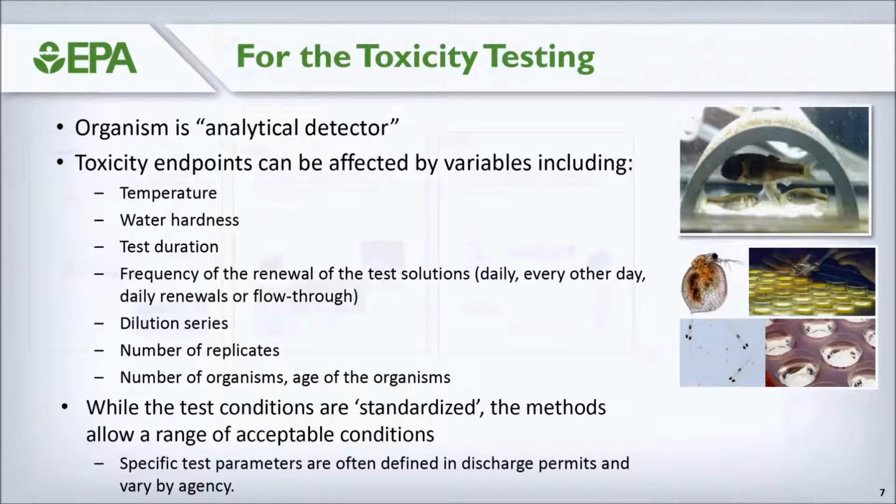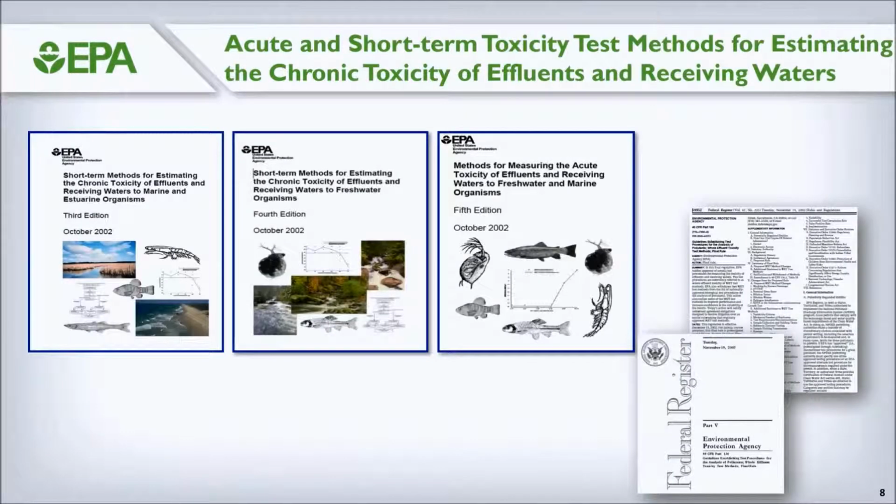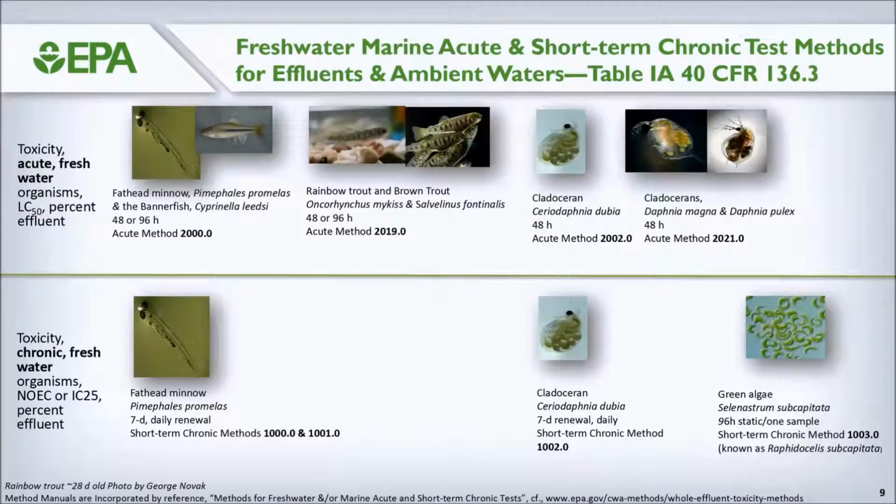EPA has three manuals that were first developed for the acute and short-term toxicity methods. These were then promulgated in 2002, which means that certain methods are listed in the Code of Federal Regulations, just like many of the analytical analyses are. But because looking at manuals is really too much of a flat screen, I wanted to talk about what the species are, so that you can actually see how the methods we're going to talk about with mayflies and mussels fit in.